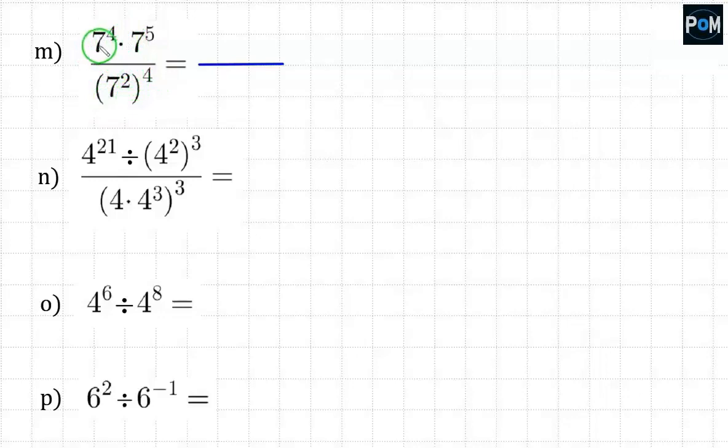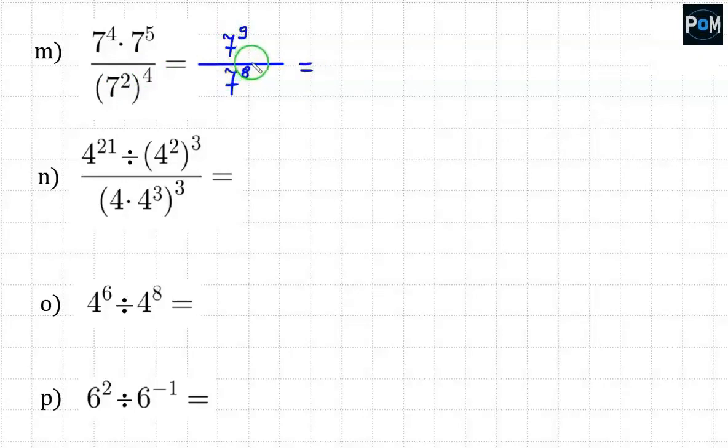At the top, we have here a 7 and 7 is repeated, so here it will also be 7, and we need to add the exponents 4 and 5. So the result is 7 to the power of 9. In the denominator, we have a power of power, so this 7 will be here too. You have to multiply the exponents here. That will make it 7 to the 8th power.